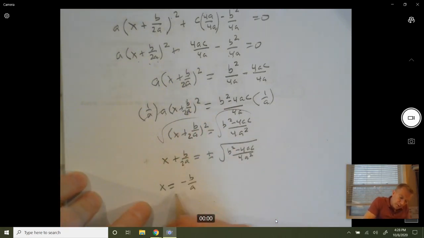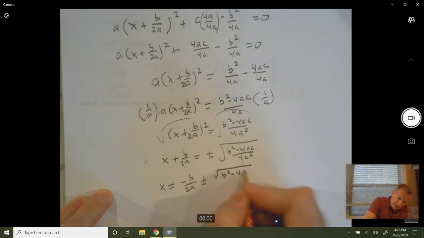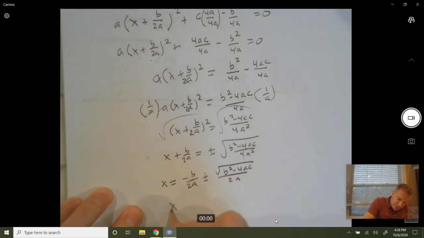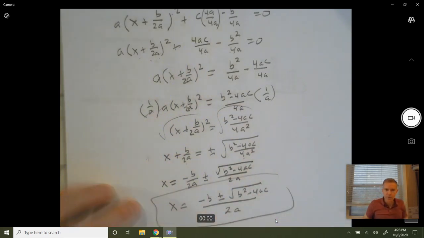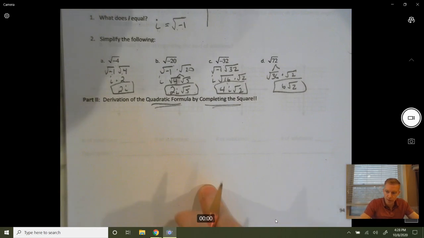So when I bring it over here, it's opposite b over 2a, then plus or minus. This, we square at the top and square at the bottom since we're square rooting the whole fraction. b squared minus 4ac all over 2a. So x equals opposite b plus or minus square root b squared minus 4ac all over 2a. And that is your quadratic formula.